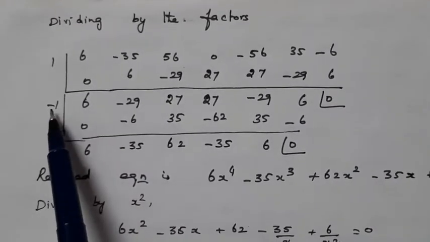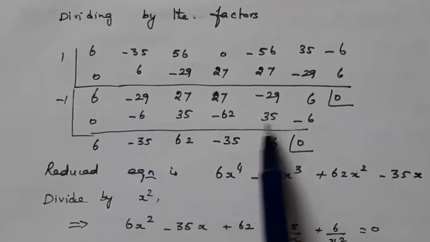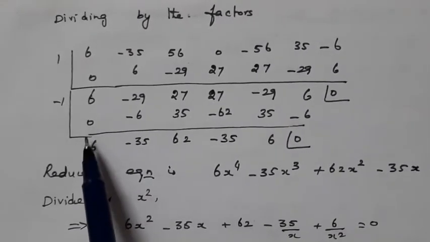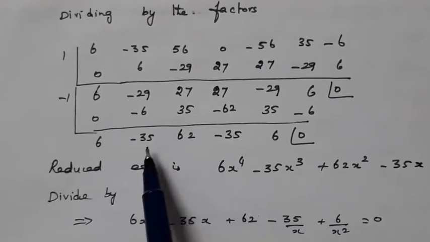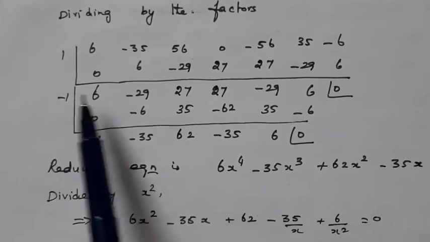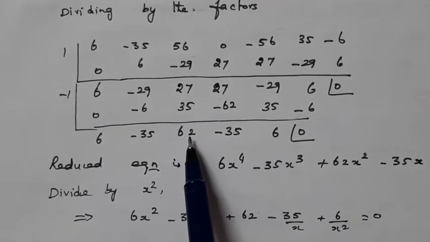As minus 1 is also a root, let us divide again. Again use synthetic division, it will be easy for you. So 6 plus 0 is 6, 6 into minus 1 is minus 6, minus 29 and minus 6, adding, will become minus 35. So minus 35 into minus 1 will become plus 35. So 27 plus 35 is 62.